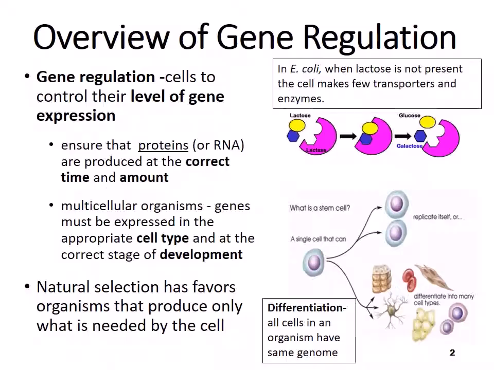Really, gene regulation helps cells to control their level of gene expression, and it ensures that proteins or RNA are produced at the right time and in the right amount. So multicellular organisms need to express their correct genes for a particular cell type, and they need to do that at the correct stage of development as well. Single-celled organisms need to conserve energy and make the right protein products at the right time. So that's important for both conserving energy and cell differentiation. Natural selection really favors organisms that produce only what they need at the particular time they need it.